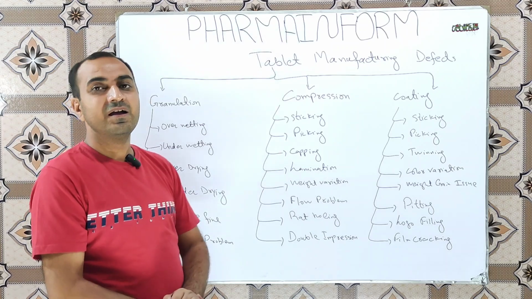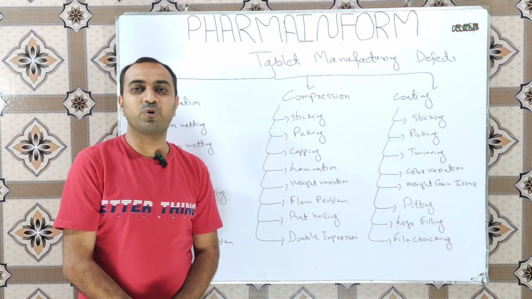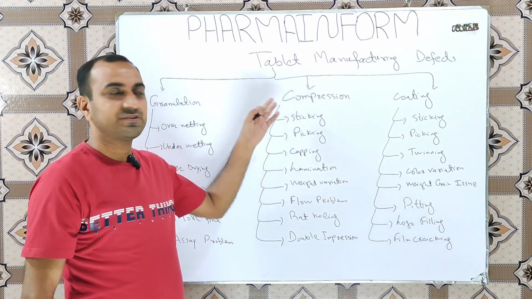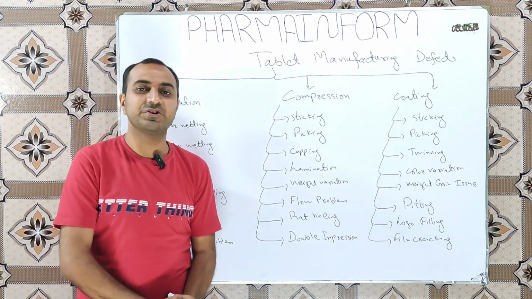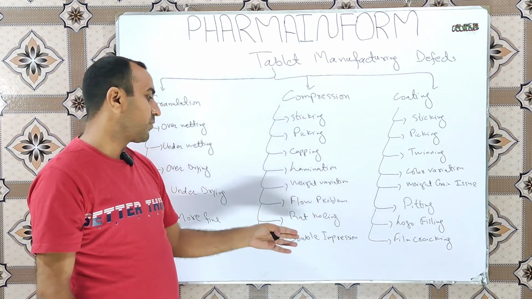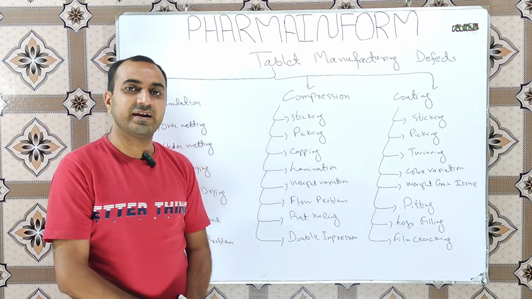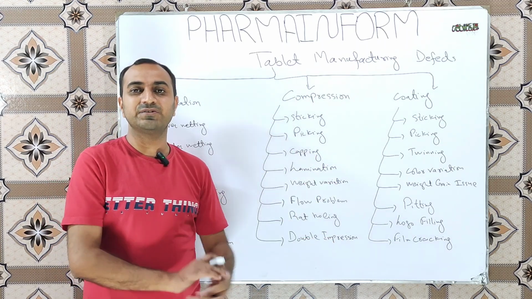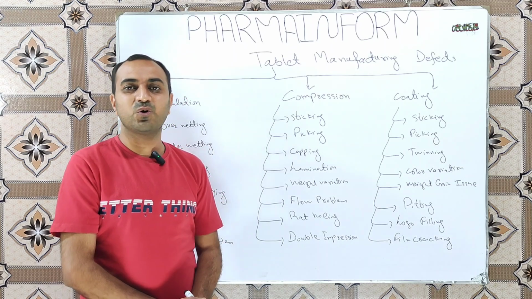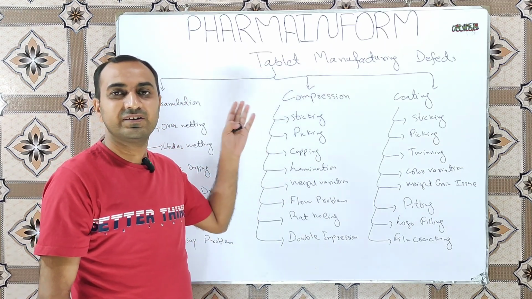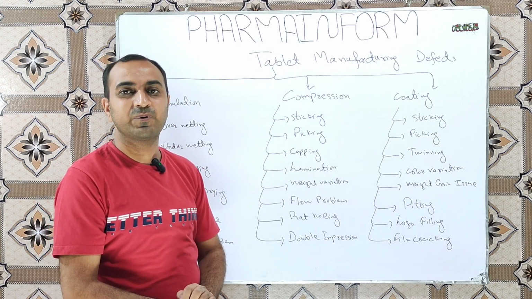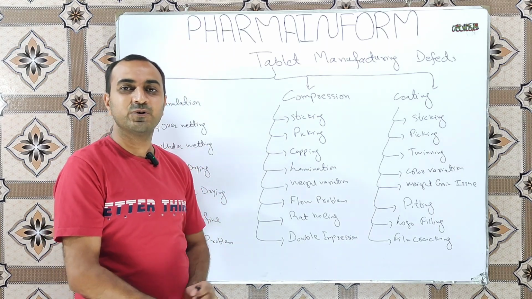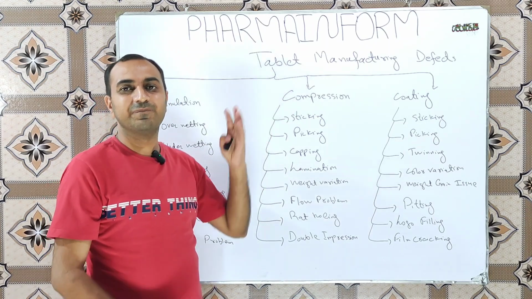Next one is the compression, which are the most important defects which we observe during the tablet compression. These are the sticking, picking, capping, lamination, weight variation, flow problem, rat holing, and last one is the double impression. If you want to learn all these defects in details, the link of video dealing with the detailed description of these defects will be provided in the description box, so you can watch those videos also. So now let's start the tablet compression defect.